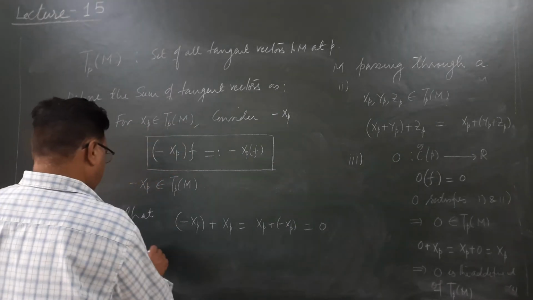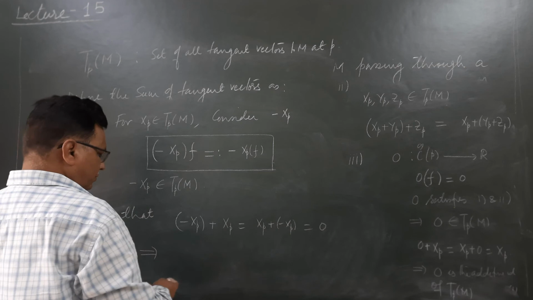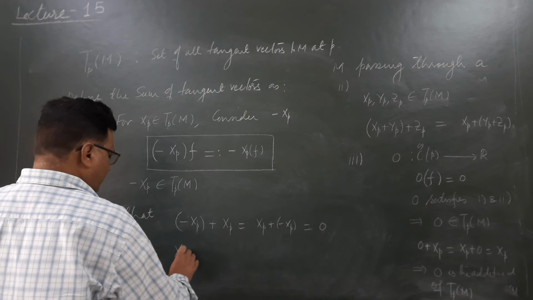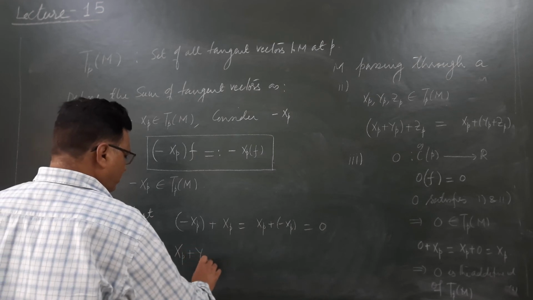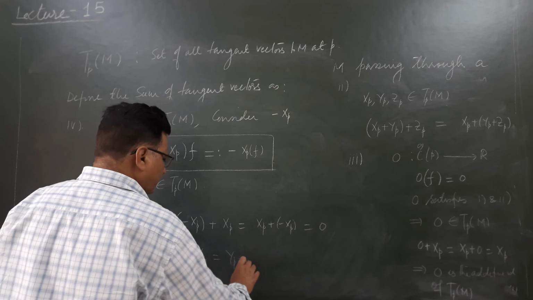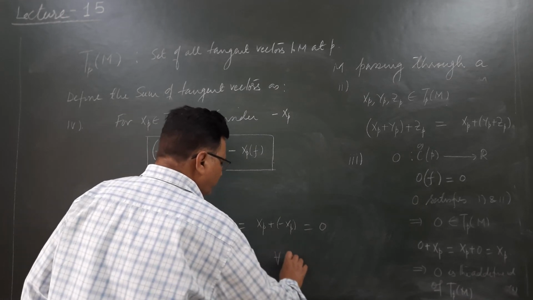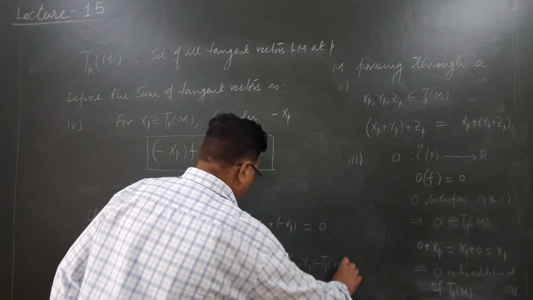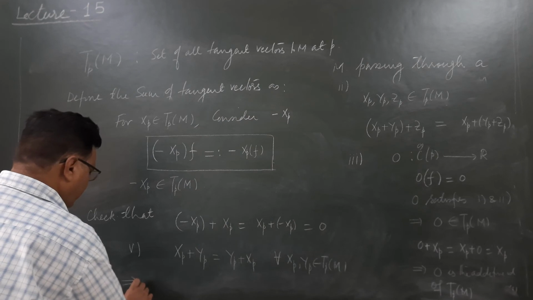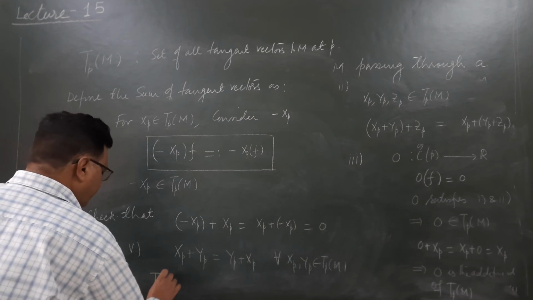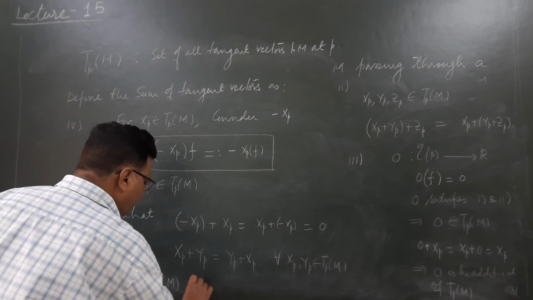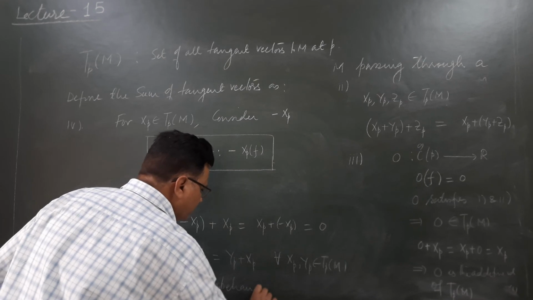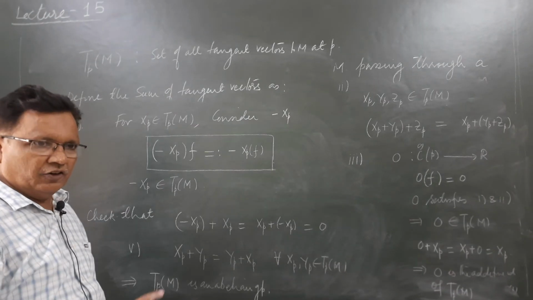So this implies, after checking all these four things, let us check one more thing, number 5, that commutativity or the abelian property also holds: yp plus xp, for all xp, yp in TpM. After doing all these things, you will say that TpM is an abelian group. So we will not stop at this point.